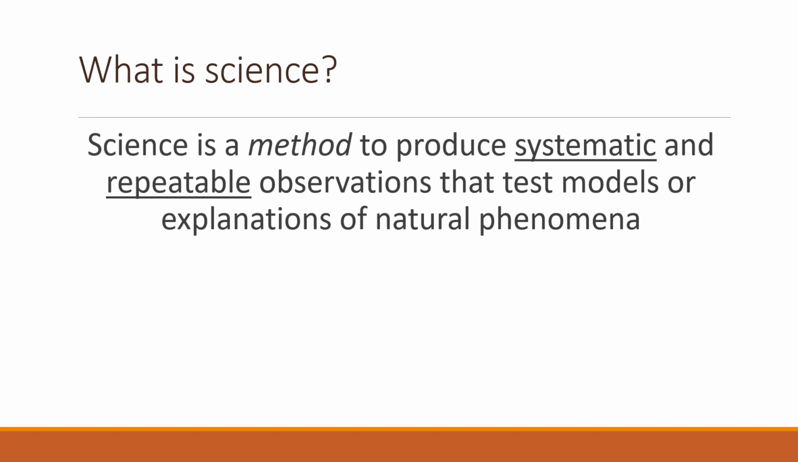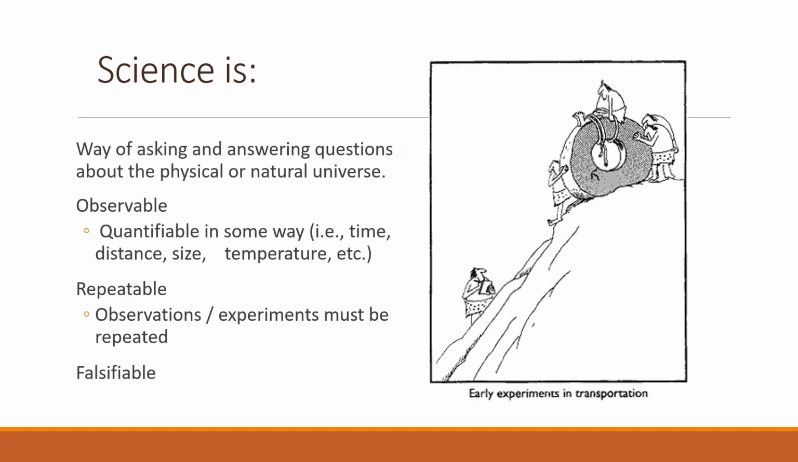All right, so now let's go into some of the topics. What are we actually doing here? So, this is a science class. What is science? Science is a method to produce systematic and repeatable observations that test models or explanations of natural phenomenon. Science is a process. It is not just a static thing. It is constantly changing, constantly evolving. It's a method, it's a process.